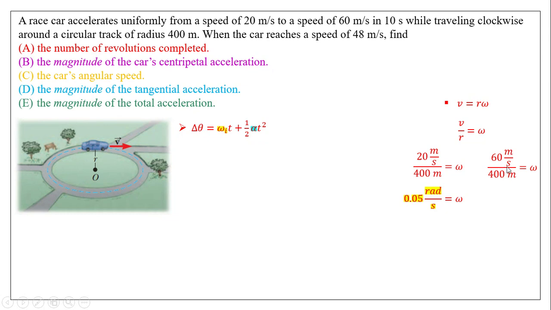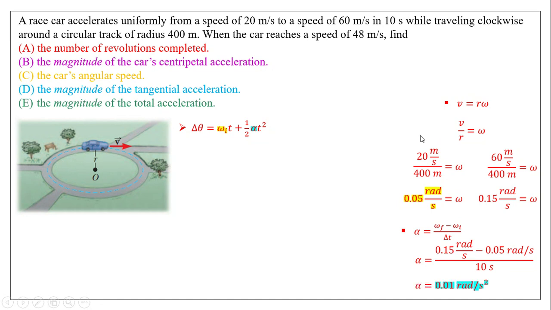So if I plug in 60 meters per second divided by the radius, I will get a value of 0.15 rad per second. Well, this is my omega i, and then this is my omega at 10 seconds, because that's what the problem says. However, I can use this information to find the angular acceleration. The angular acceleration is simply omega f minus omega i divided by the change in time. Here, omega f is 0.15 rad per second, omega i is 0.05 rad per second, and the time it took to complete this task is 10 seconds, as stated in the problem. So therefore, the angular acceleration here is simply 0.01 rad per second squared, and that's just the magnitude.